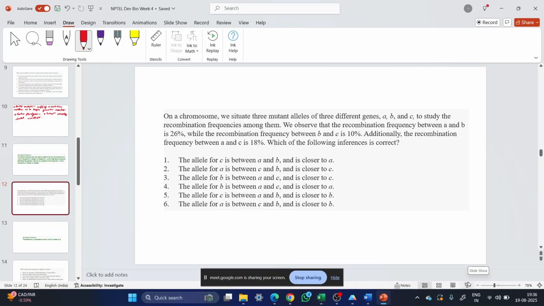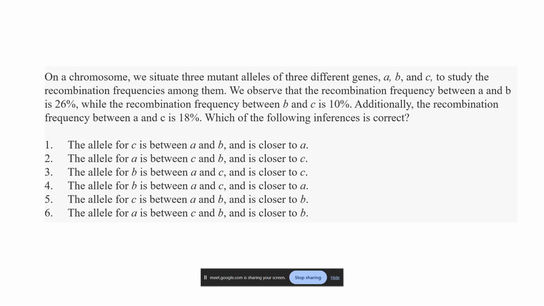It is again a little lengthy question to understand. The question says, on a chromosome we situate three mutant alleles of three different genes A, B and C, to study the recombination frequencies among them. We observe that the recombination frequency between A and B is 26%, while the recombination frequency between B and C is 10%. Additionally, the recombination frequency between A and C is 18%. Which of the following inferences is correct?